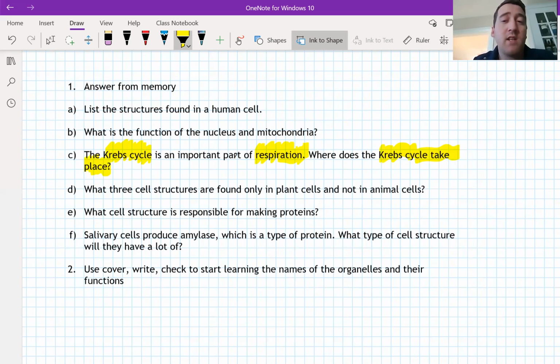What cell structure is responsible for making proteins? So which cell structure has the function that it makes proteins? That would be the ribosomes. Well done if you said that, ribosome.